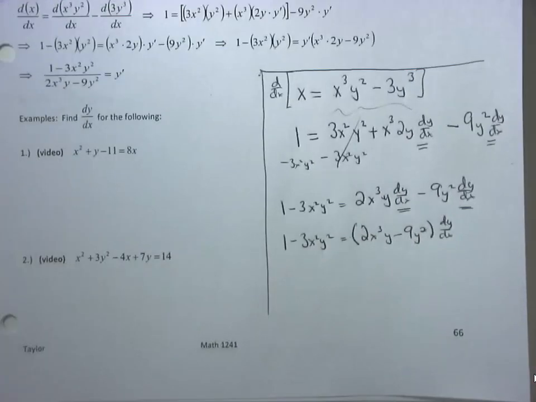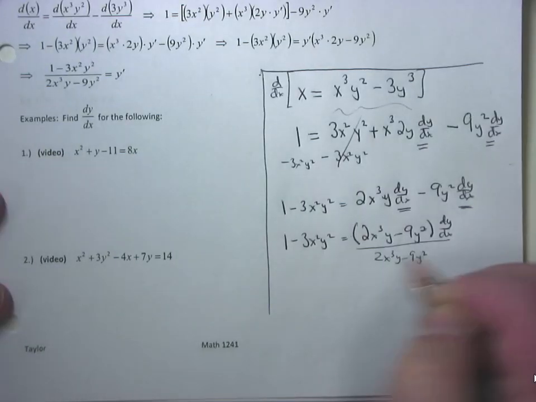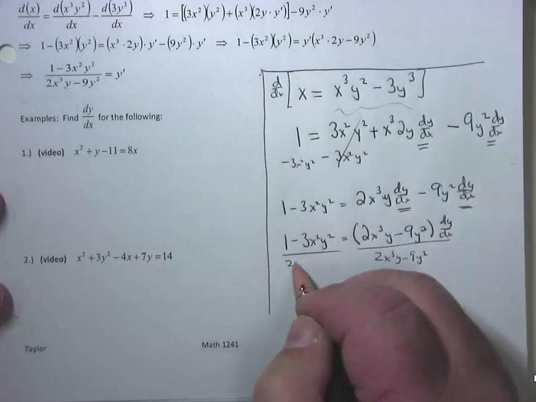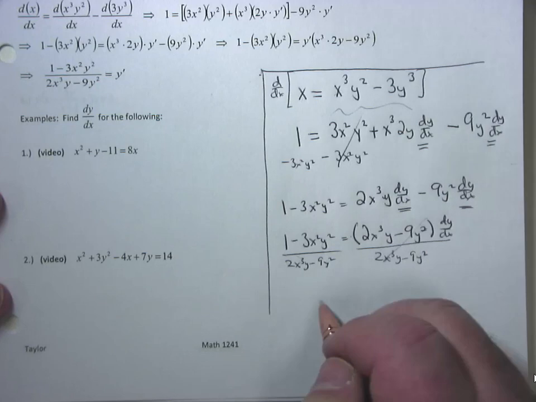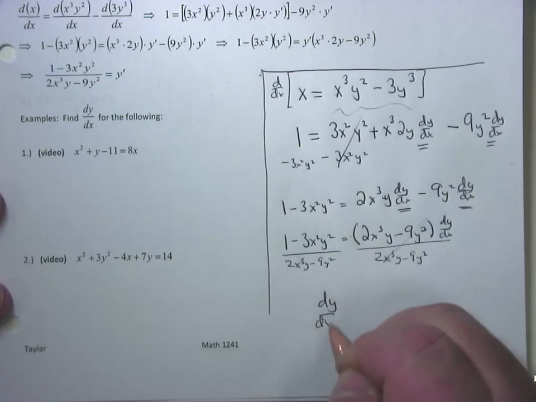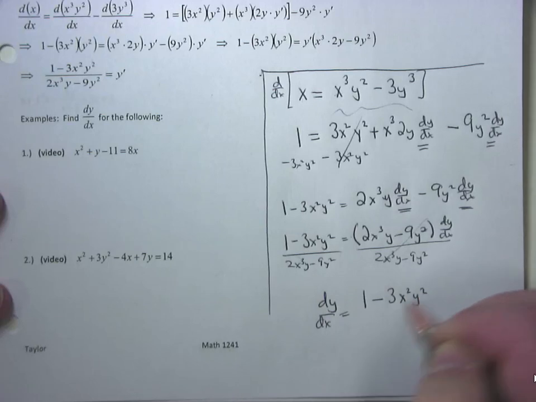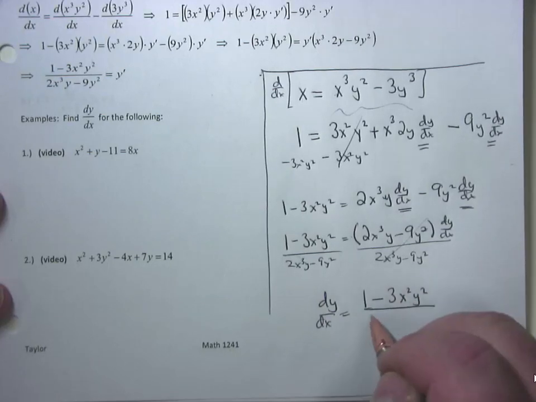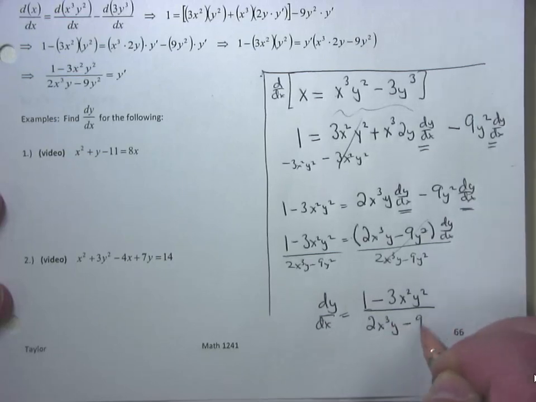And then I've got one more move to make to solve for dy over dx. I'm going to divide by 2x cubed y minus 9y squared, divided by 2x cubed y minus 9y squared. This cancels, leaves me with dy over dx equals 1 minus 3x squared y squared divided by 2x cubed y minus 9y squared.